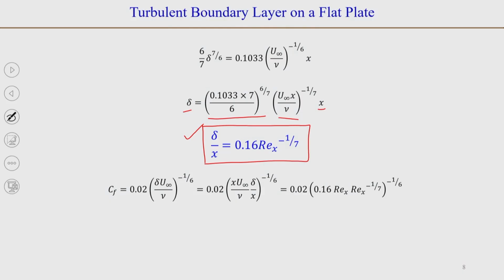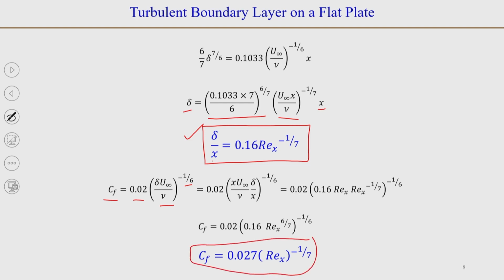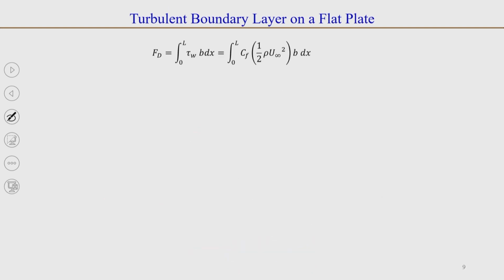Now, we could use this expression to calculate Cf or skin friction coefficient. So, that is 0.02 Re delta raised to the power minus 1 by 6, and we can substitute the value of delta here, and what we will get after a bit of algebra is Cf is equal to 0.027 Re x raised to the power minus 1 by 7. So, that is skin friction coefficient. Okay. Now, we know the skin friction coefficient, we know the boundary layer thickness.